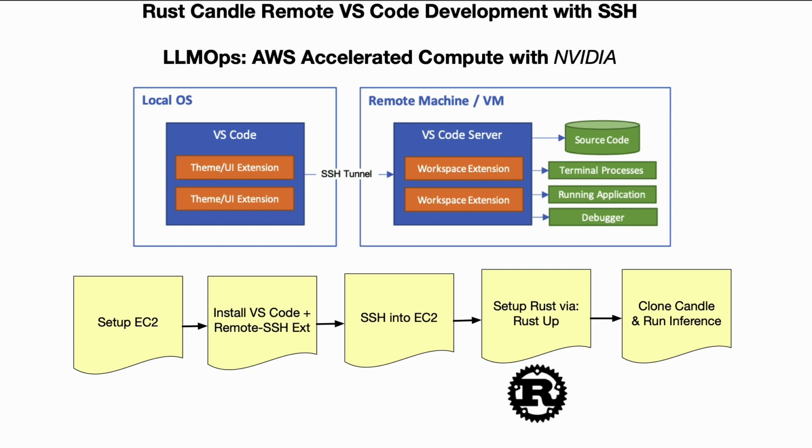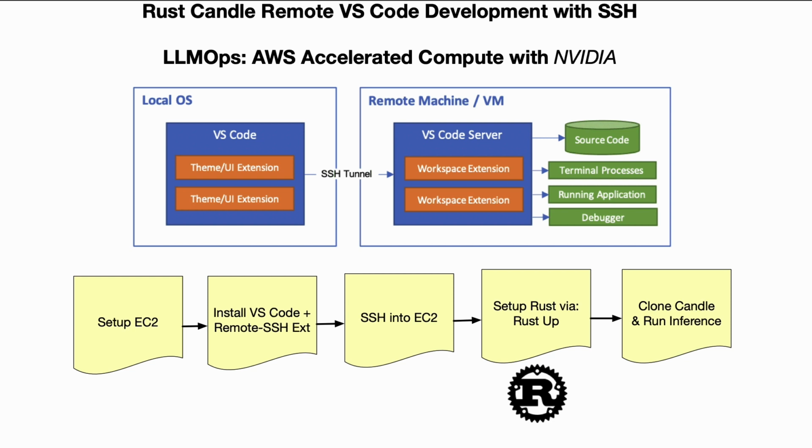If you need to have a very powerful GPU, this can be an issue because not everybody has a powerful GPU. Well, one of the ways you can do this is via remote development and using VS Code. So what you would do in this scenario is first go to AWS, set up an EC2 instance. You'd have to pick the right one. Then go ahead and install VS Code and the remote SSH extension.